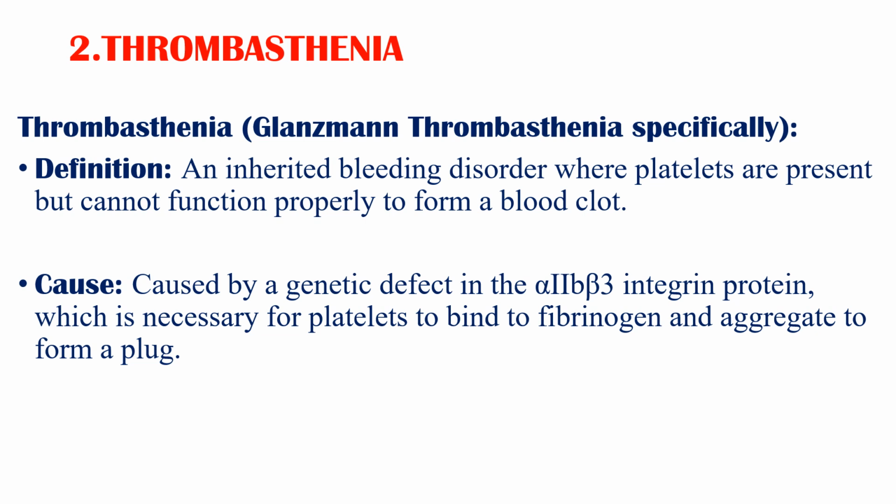Thrombasthenia, especially Glanzmann thrombasthenia, is an inherited bleeding disorder where platelets are present but cannot function properly to form a blood clot. It is caused by a genetic defect in the integrin protein, which is necessary for platelets to bind to fibrinogen and aggregate to form a plug.